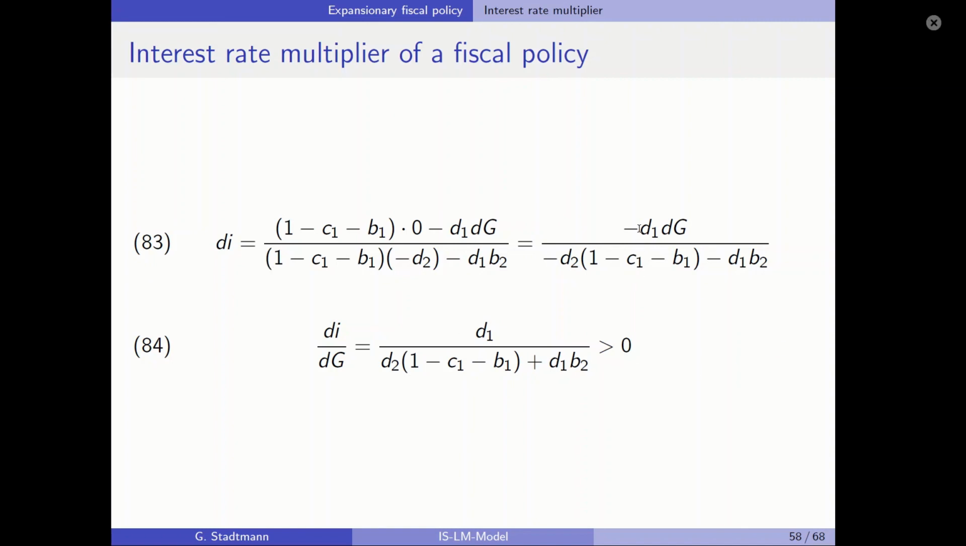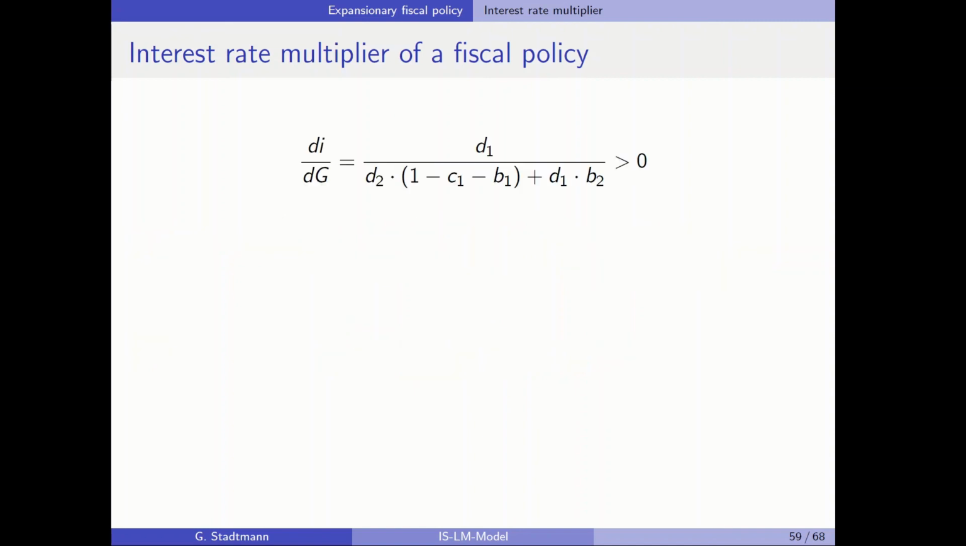We have a negative sign here, a negative sign there, a negative sign there. These negative signs will cancel out and we'll get a positive sign here. We also put this dg on the other hand side of the equation, and we have computed here the interest rate multiplier of a fiscal expansion. It's positive. We have a positive sign here, and hence this implies that when the government increases government spending, this will increase the interest rate.